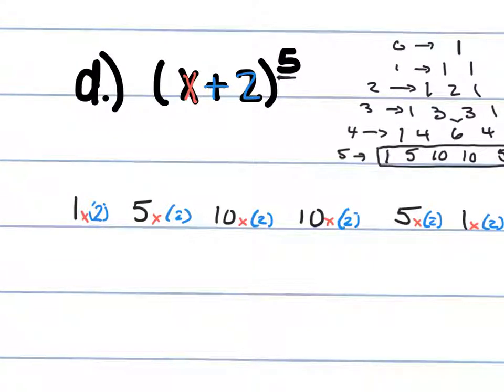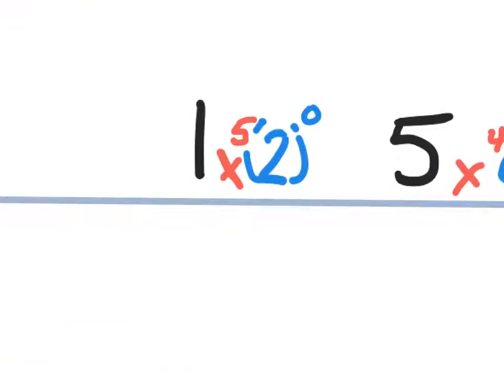Now, remember the first term. I'm going to start off with the fifth power and work my way down. x to the fifth power, x to the fourth, x to the third, x squared, x to the first power, x to the 0 power. On the positive 2, the blue numbers, I'm going to go the opposite direction. I'm going to start at 0 and work my way up. 0, 1, 2, 3, 4, 5. Go one by one, and let's simplify these.